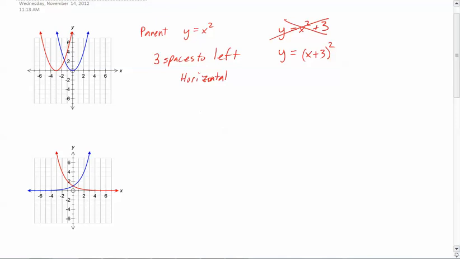Pretty awesome, huh? Let's do another one. That was pretty cool. So let's do it again. Let's look at this one right here. Now this one is what type of parent function?